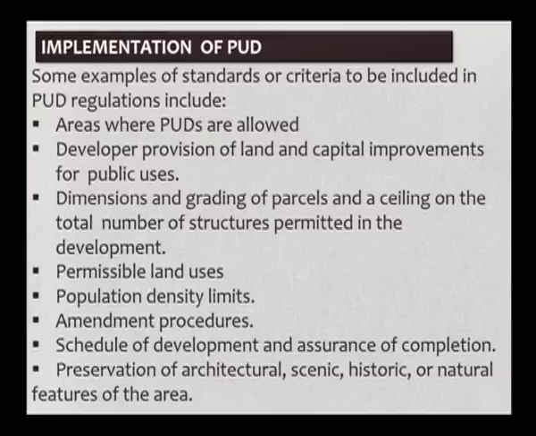Some examples of standards or criteria to be included in PUD regulations are areas where PUDs are allowed, developer provision of land and capital improvements for public uses, dimensions and grading of parcels, and a ceiling on the total number of structures permitted within the PUD development, permissible land uses, population density limitations, amendment procedures, schedule of development and assurance of completion, preservation of architectural, scenic, historic or natural features of that area.